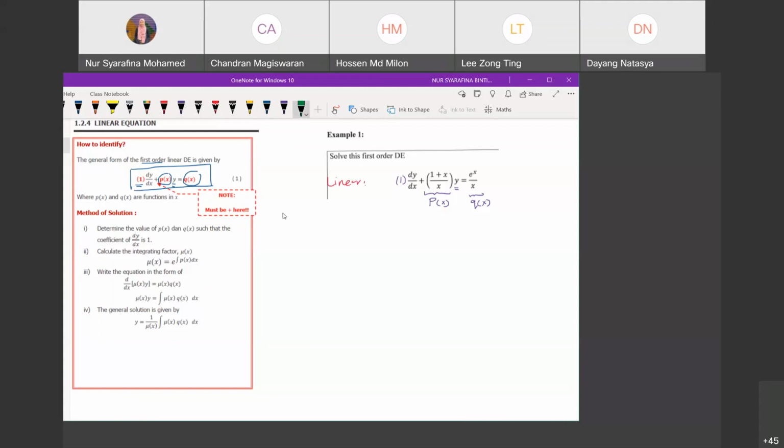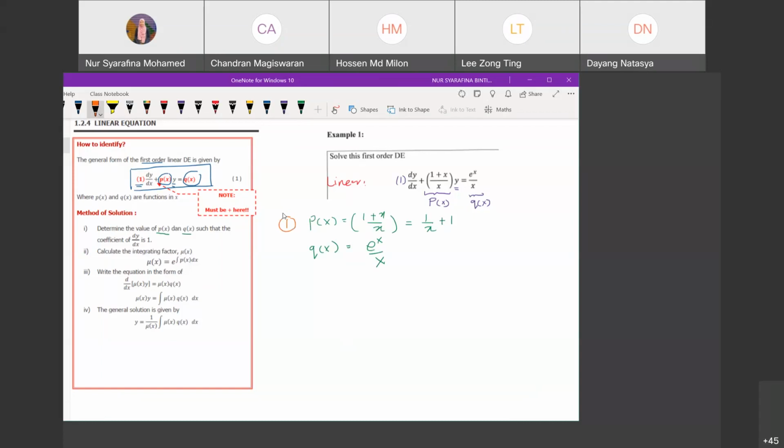So how can we find the solution of this linear differential equation? So determine the value first. Determine the value of p(x) and q(x). So now you know your p(x) equals to (1 plus x) over x. Or we can write them as 1 over x plus 1. Right, you can simplify this. And q(x) equals to e^x over x. So this is your first step.